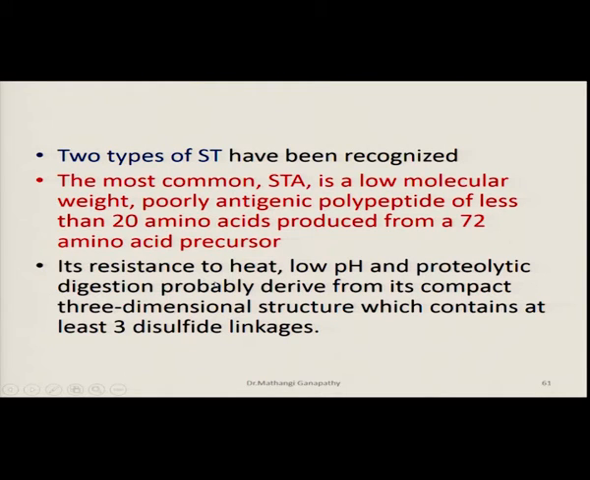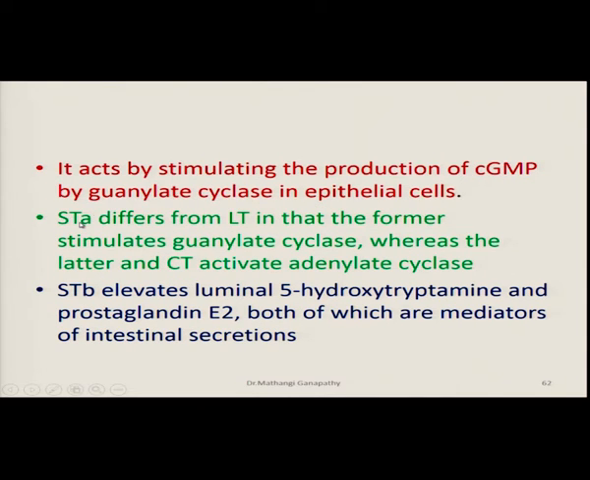Its resistance to heat, low pH and proteolytic digestion probably derives from its compact 3-dimensional structure, which contains 3 disulfide linkages. This heat stable toxin STA acts by stimulating the production of cGMP by guanylate cyclase in the epithelial cells. The STA differs from the LT, which is the heat labile toxin, in that the heat labile toxin stimulates adenylate cyclase, whereas the heat stable toxin stimulates guanylate cyclase. And similar to the heat labile toxin, the cholera toxin also stimulates adenylate cyclase.